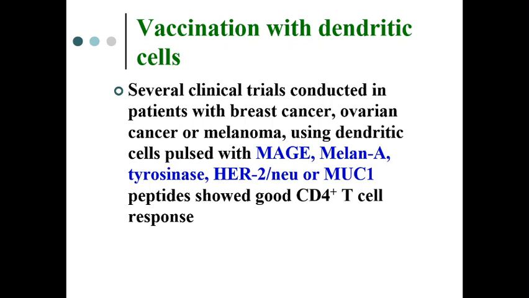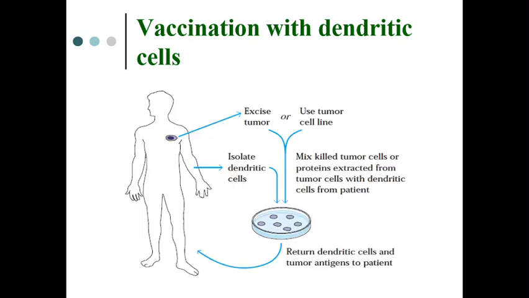And this work has been carried out for patients with breast cancer, ovarian cancer, or melanoma. Using their dendritic cells, which are pulsed with these antigens, as shown in this diagram, the stimulated dendritic cells can be given back to the patient suffering from the respective cancer, and suppression of the tumors can be brought about. And this is called the ex vivo approach.